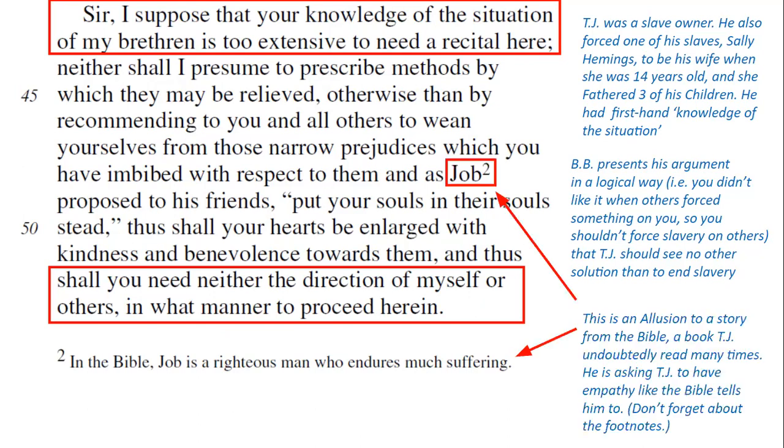And then also, please make sure that you're reading the footnotes here. In line 48, we have Job with a number 2. And if you don't know who Job is, down at the bottom, Job is a righteous man who endures much suffering. So this is an allusion to a story from the Bible. Thomas Jefferson would have read that story a million times. He knew that story. And so Benjamin Banneker is saying, hey, Thomas Jefferson, you need to have empathy, like the Bible tells you to do.